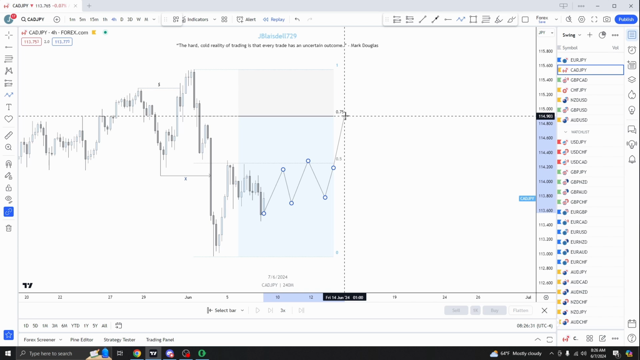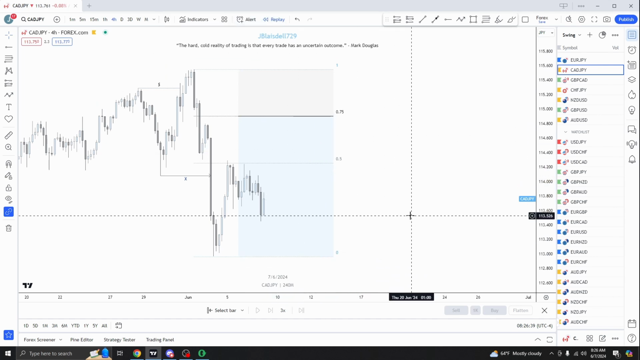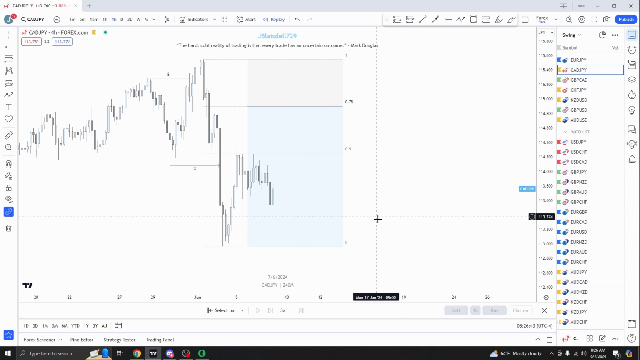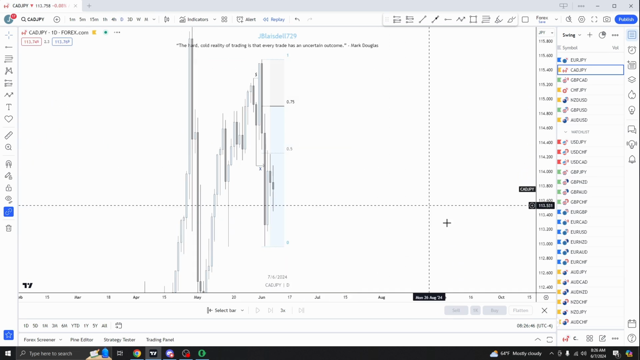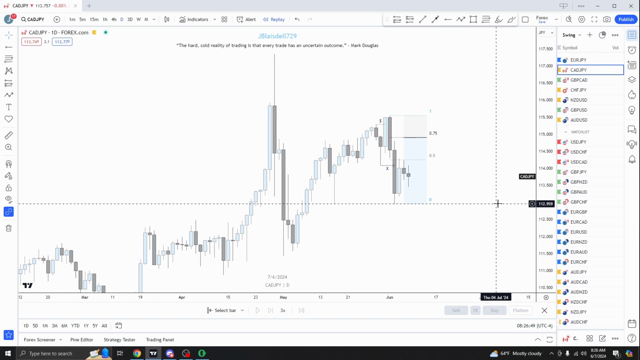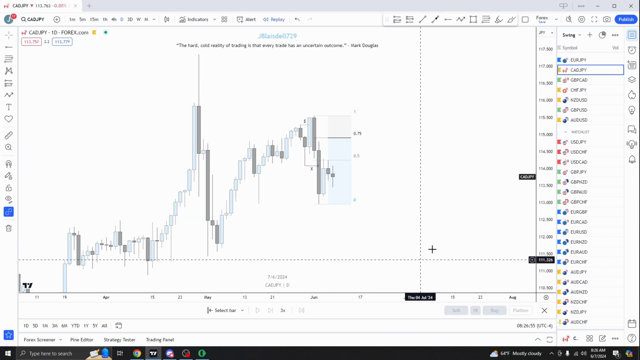I don't like to be sitting in trades for days at a time, if not weeks at a time. I've had some trades in the past that last like two weeks, and it just ties up my margin. I'm not a fan of that. But it's a little bit more of a longer term position. You can see here as well, I don't use daily too much, but for confluence reasons, I could see these two daily equal lows that are very prominent as well.